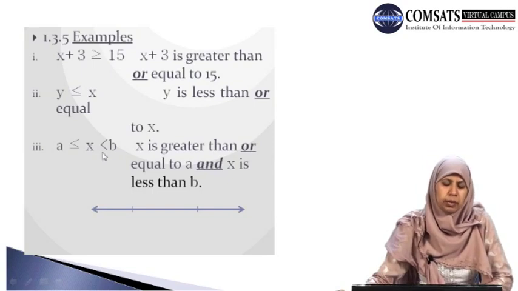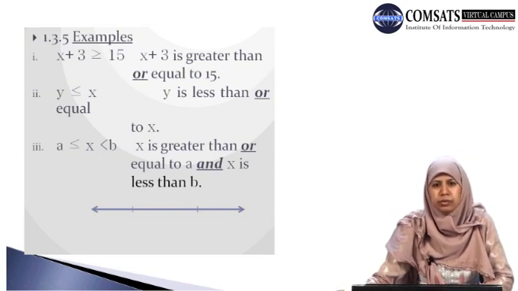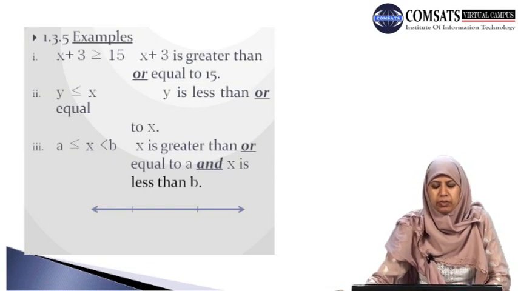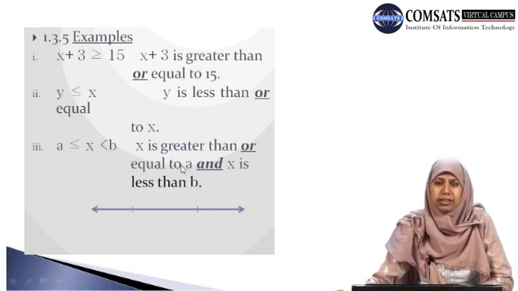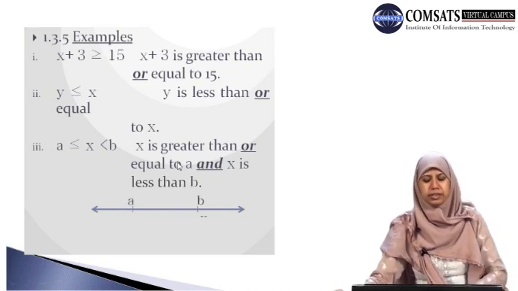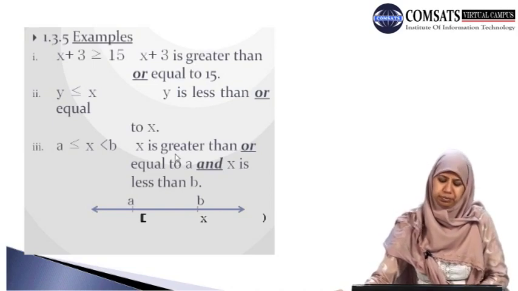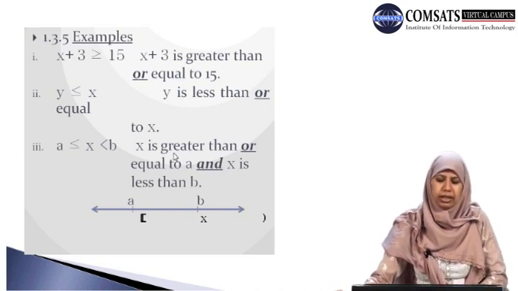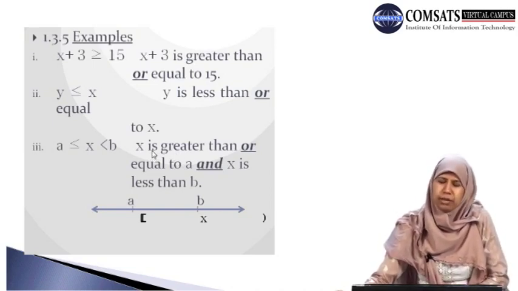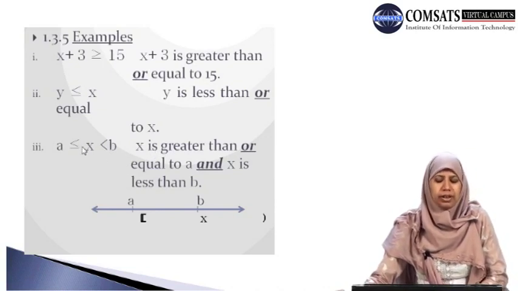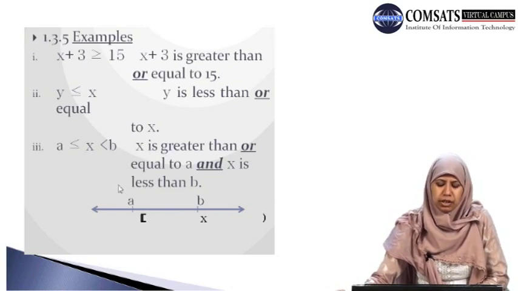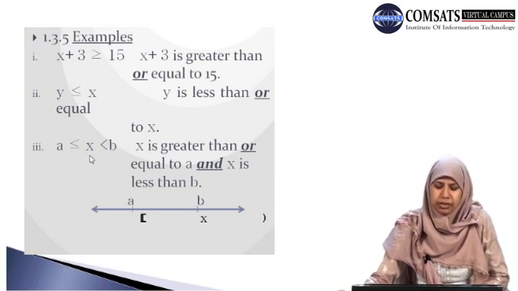Then for the double inequality we use this word "and" in between, which says that x is greater than or equal to a, and at the same time x is less than b. How can we represent this double inequality on our real line? If a and b are two real numbers, then the double inequality says that x is either greater than a or equal to a.